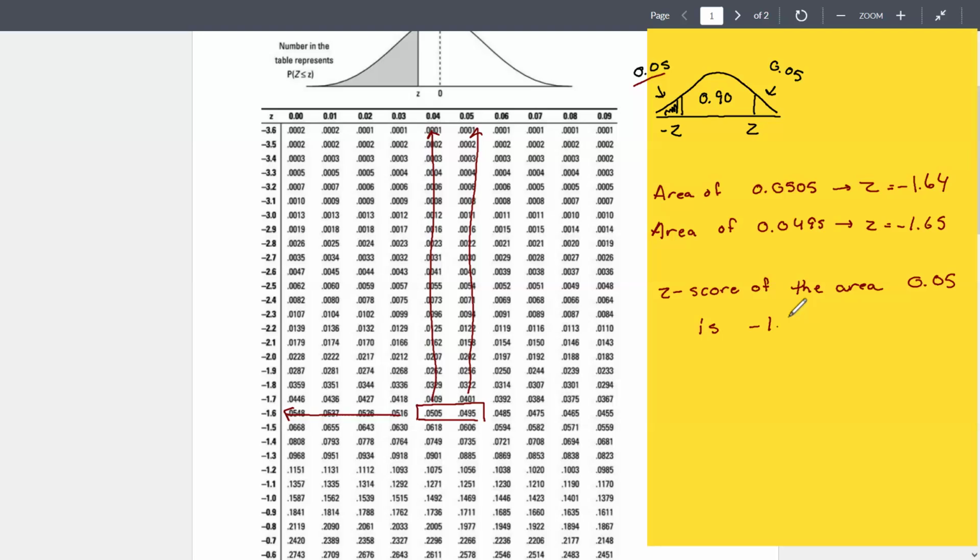We're going to take the one z-score and add it to the other z-score, so we're going to average those z-scores, divide by 2. So we're going to get a z-score of negative 1.645. What that means is that this z-score is going to be negative 1.645, and this z-score is going to be the positive 1.645. So that is going to bound both sides of that 90% in the middle. So we have those z-scores, we can go back and get our x value.